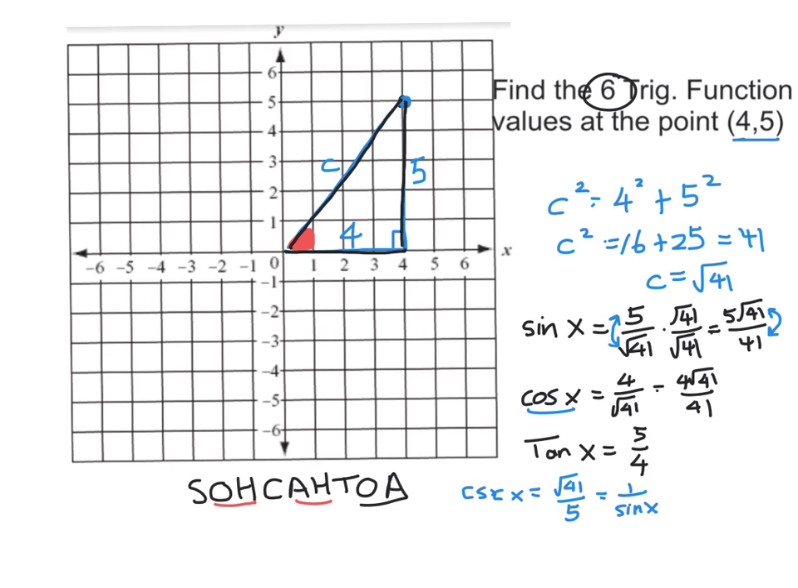The reciprocal of cos is sec. And sec x: turn this one upside down. Well, it's much easier to turn this one upside down. So root 41 over 4. And then the reciprocal of tan is cotangent x. We call it cot x. It's going to be this one turned upside down, so 4 over 5.